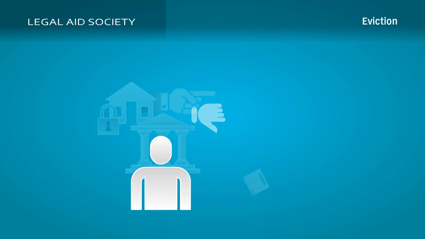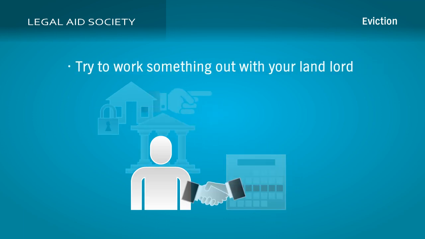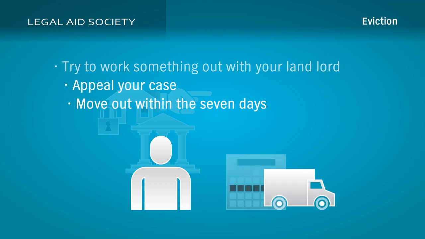If you lose an eviction court, you have 7 days to take action. Your options are: 1. Try to work something out with your landlord. 2. Appeal your case. Or 3. Move out within the 7 days.